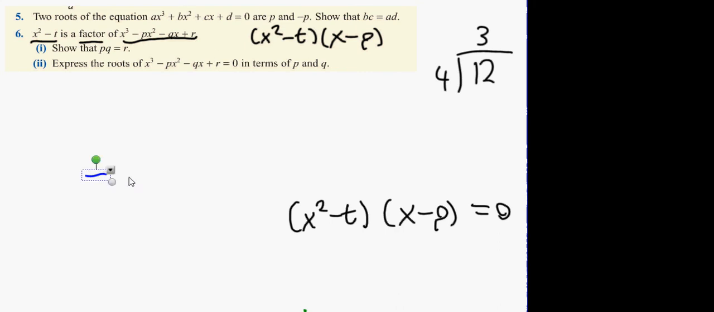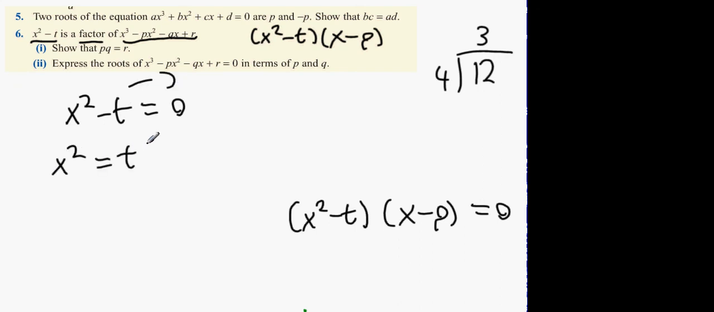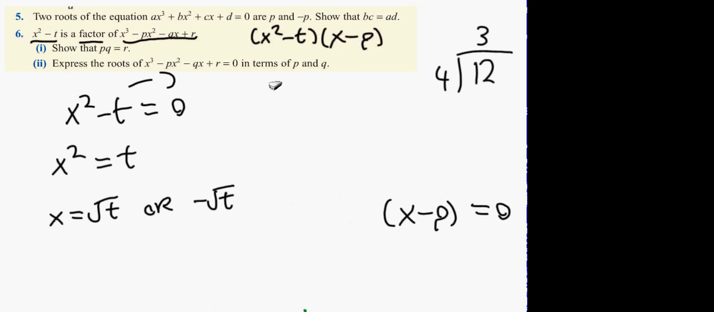I have to solve each one individually. The first one is x squared minus t equals 0. Move it over to the other side. x squared equals t. Square root both sides. I'm going to get x equals root t or minus the square root of t. There are 2 roots of the equation. The next one is x minus p equals 0. This means that x equals p.